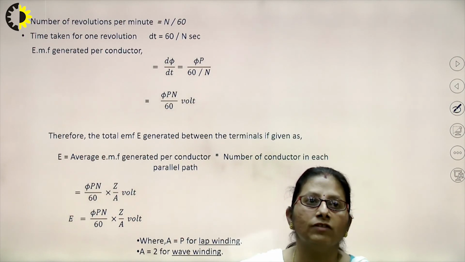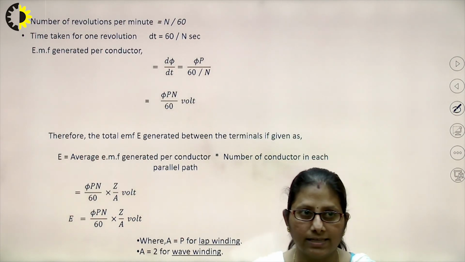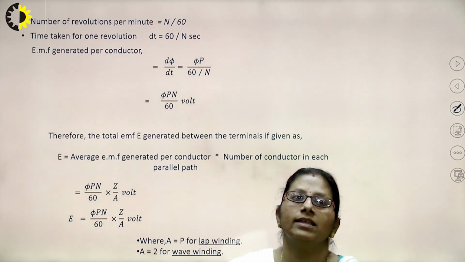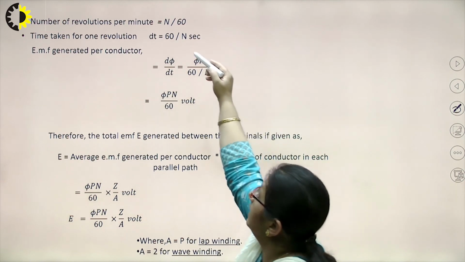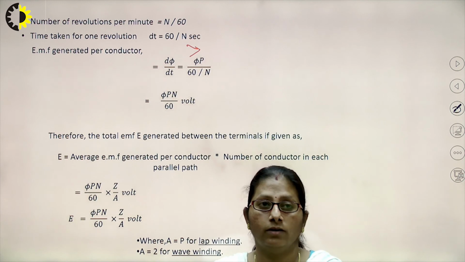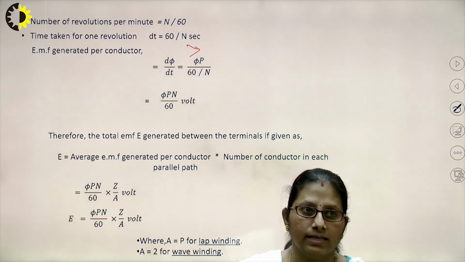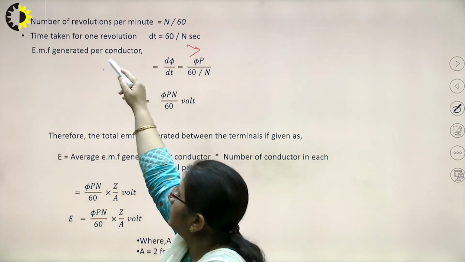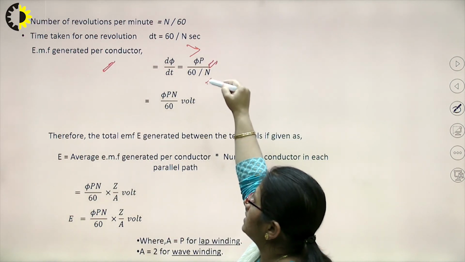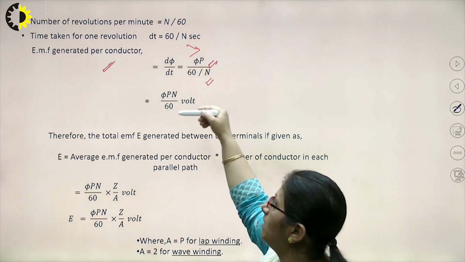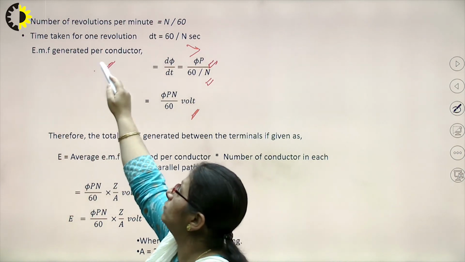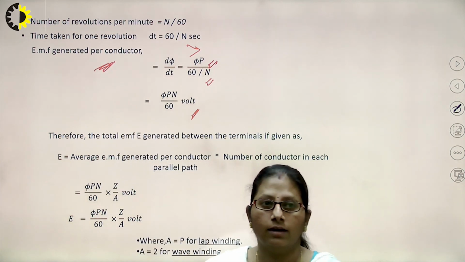The number of revolutions per second is N by 60, so the time taken for one revolution, dt, becomes 60 by N seconds, as N is the speed in revolutions per minute. So the EMF generated per conductor becomes phi P divided by 60 by N, that is phi P N by 60 volts. But remember, this is the EMF generated in a single conductor.